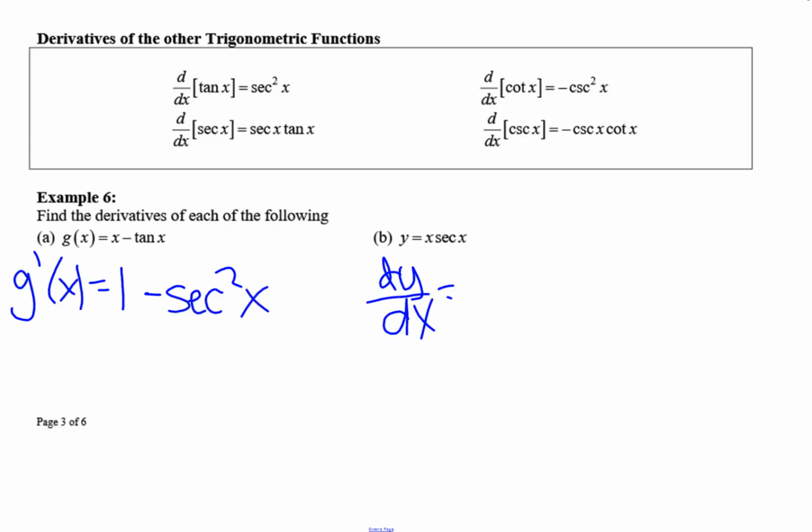Okay, this one, I'm going to use the product rule. You could write dy dx or y prime. The derivative of x is 1, so I don't have to write that. I will just so you see it, times secant of x plus x times the derivative of secant, which is secant x tangent x. And that's it.